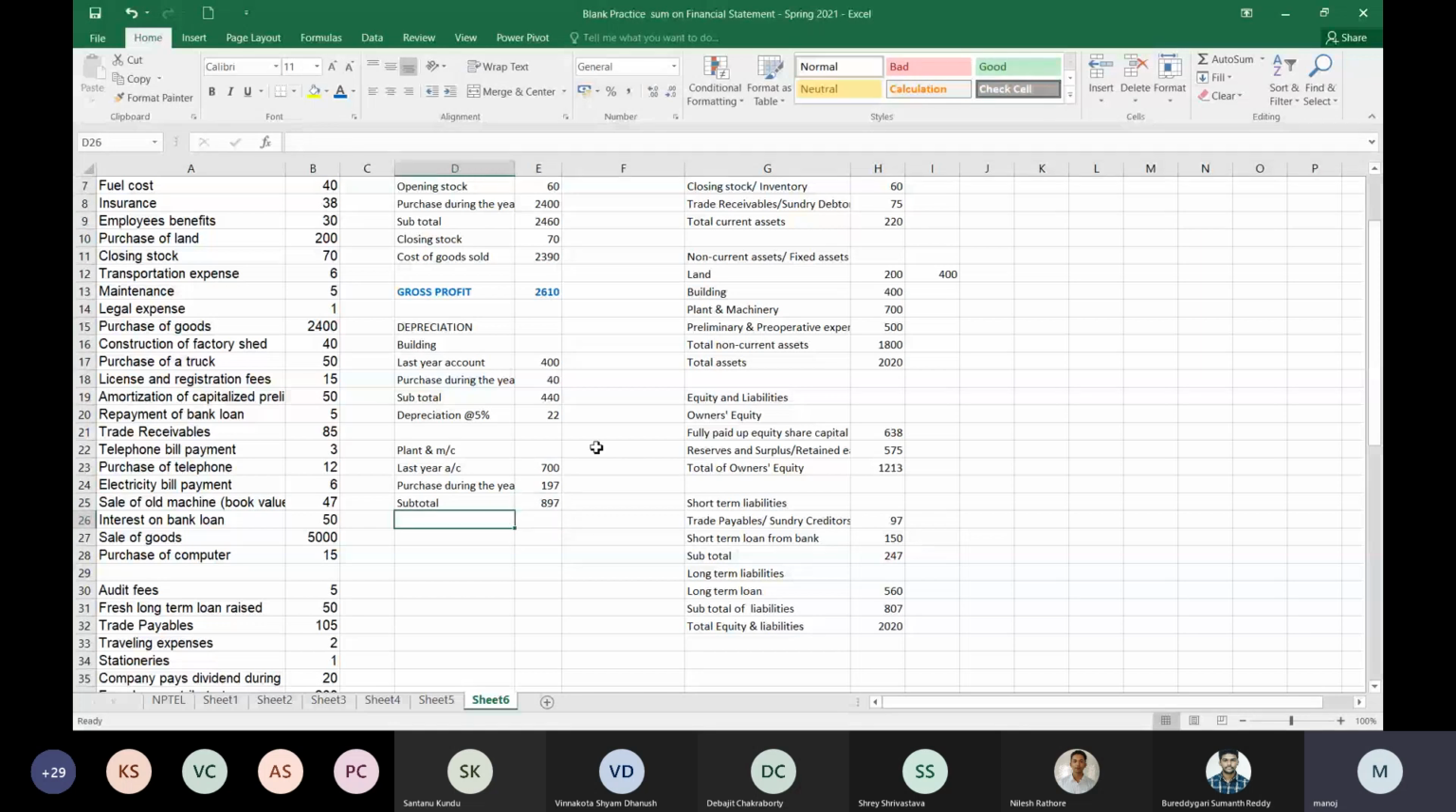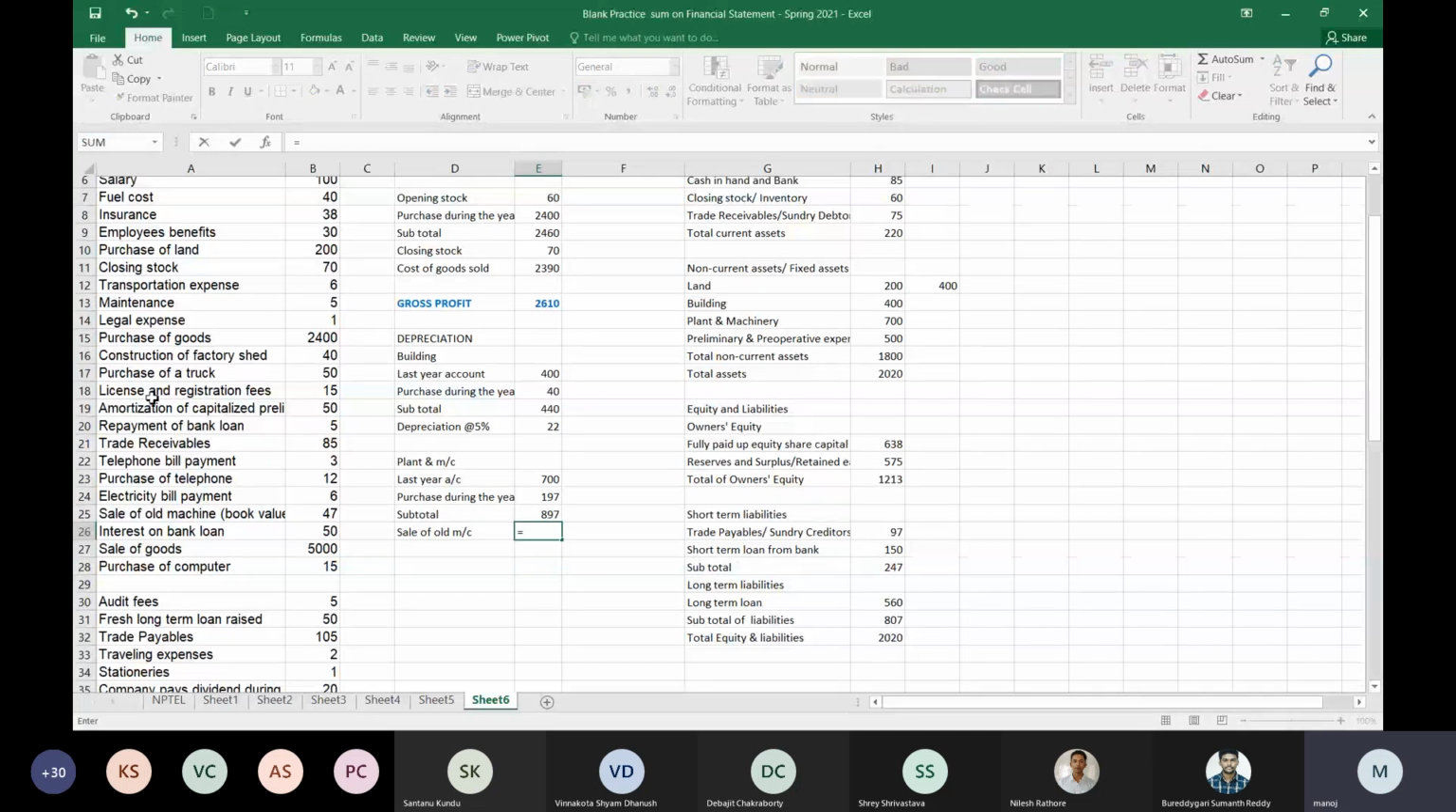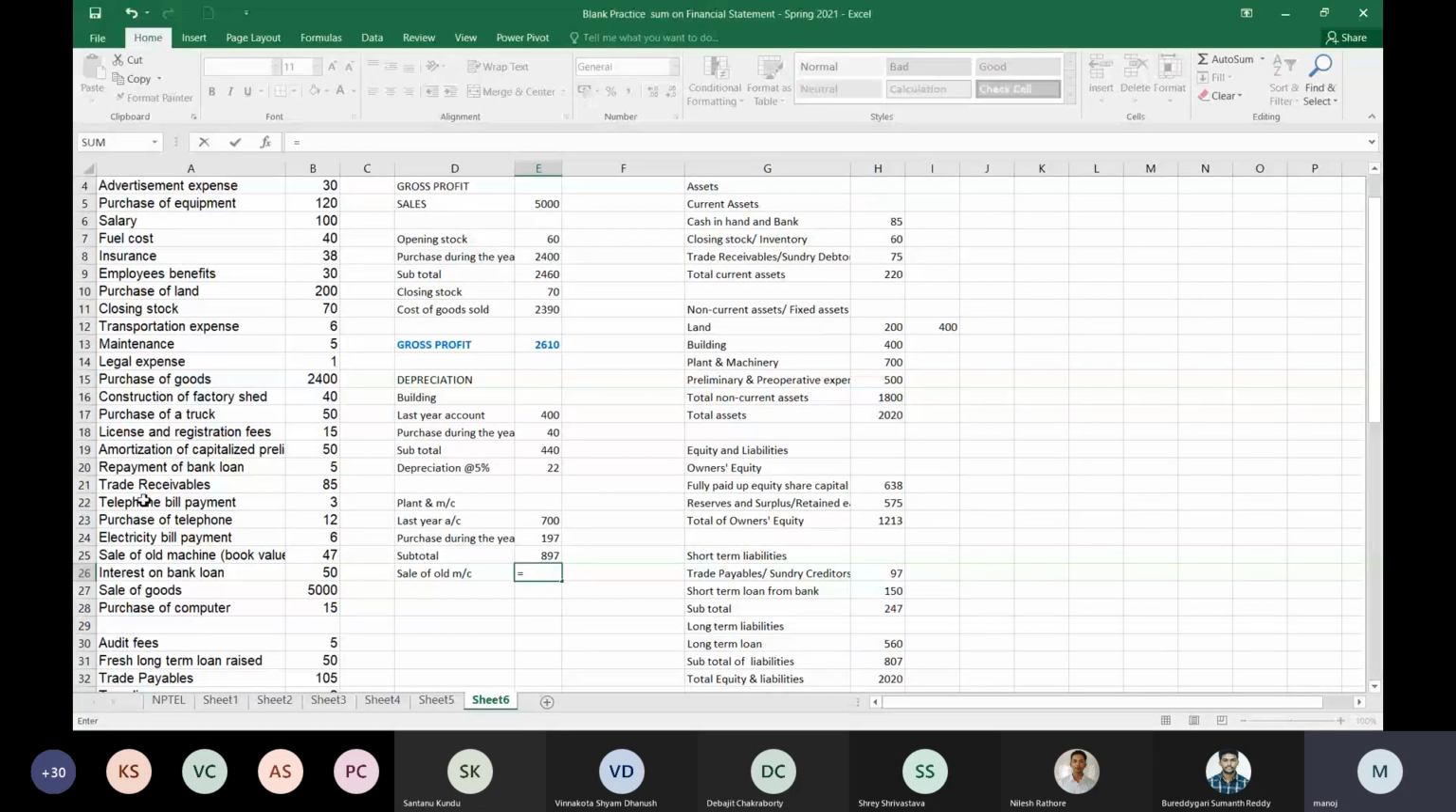Now minus, we have to subtract the sale of old machine, if there is any, that should come here, is equal to... I remember we have done something, sale of old machine. This is the one with book value. I'll tell you why book value is important. Say book value of 47.